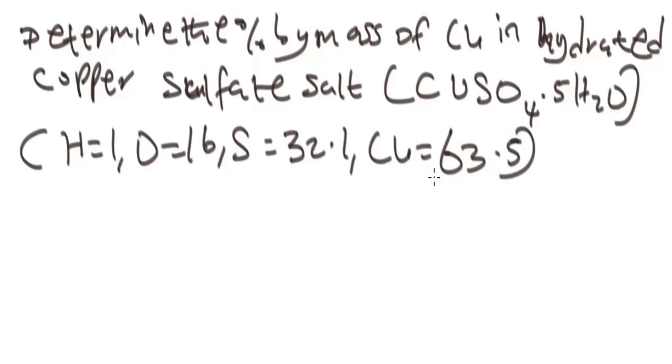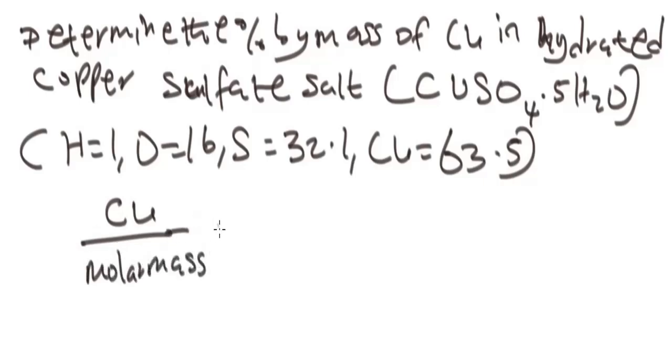Alright guys, so this is very simple. Remember, let's look at the question. They say determine the percentage by mass of copper in hydrated copper sulfate salt. So when we talk about percentage, we're talking about 100. We multiply by 100, right? So the formula would be the atomic mass of the element we are looking for, that is Cu, copper, over molar mass of the compound times 100 over 1.